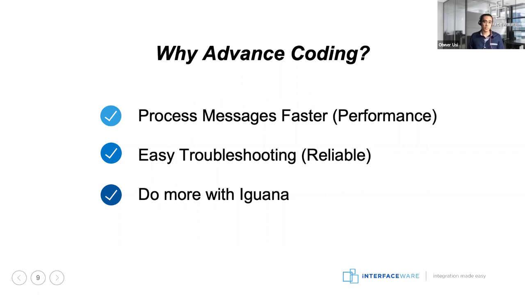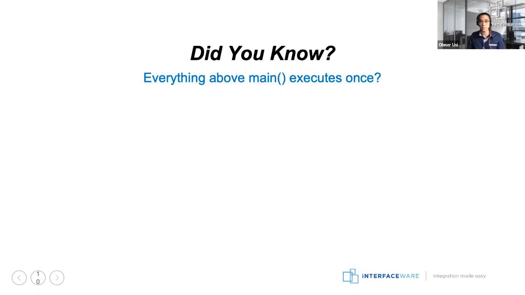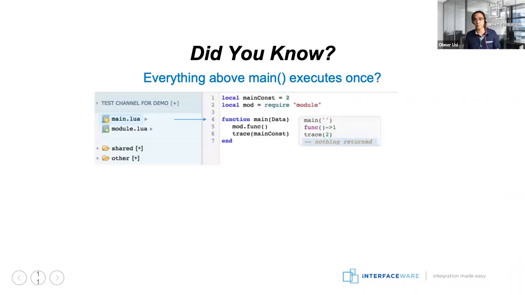I'll cover three topics, and the first one is: everything above main executes once. The main function is used in almost all programming languages, including Lua. Normally, scripts would run from line one and downward, with the main function being the starting point. However, this works a little bit differently with Iguana, and I will go over how the code is executed under the hood. So let's have a look at this code.